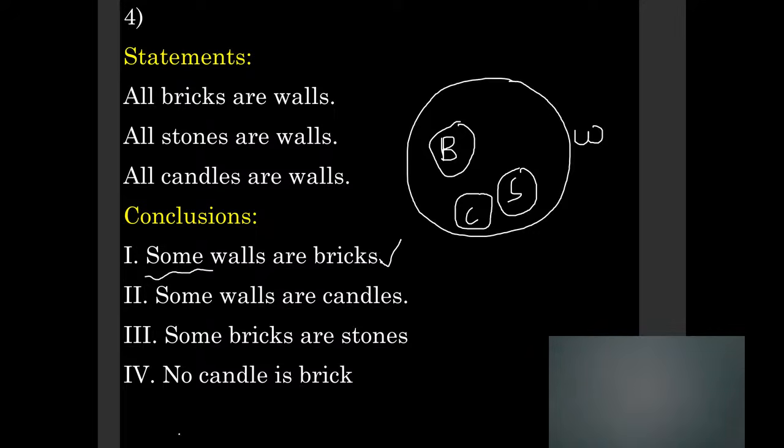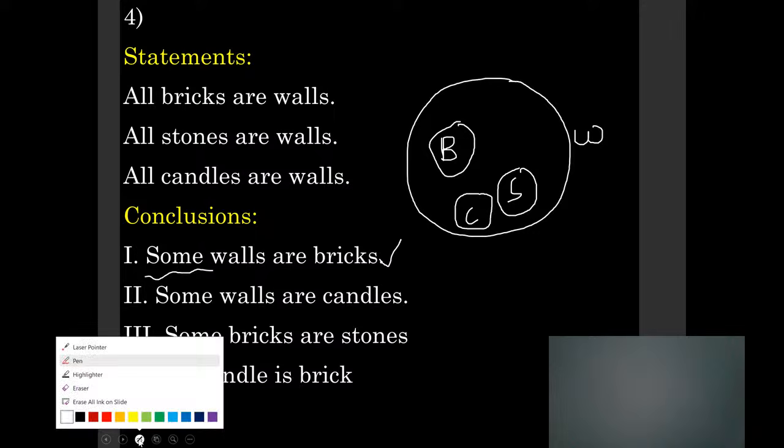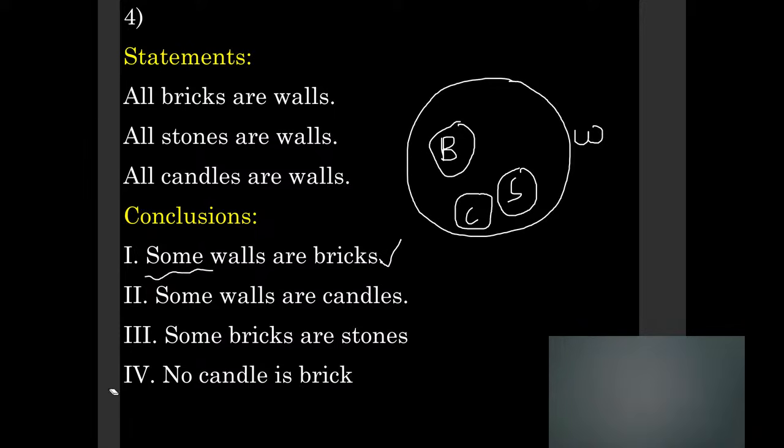Next, when we get any conclusion as true, you should check whether it becomes false or not. This some condition becomes false when the two don't intersect. So walls and bricks should not intersect, which means I should separate them. So I'm taking bricks separately. Now here they are not intersecting, so the some condition becomes false. The first conclusion becomes false.